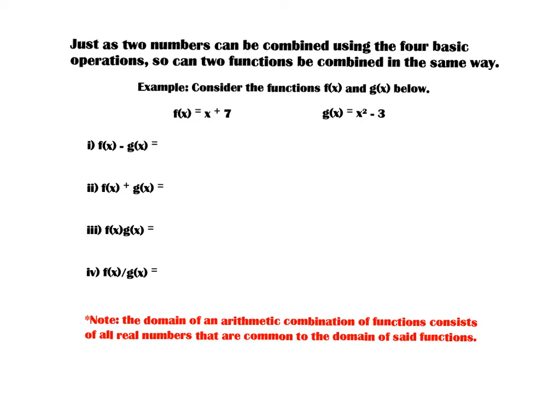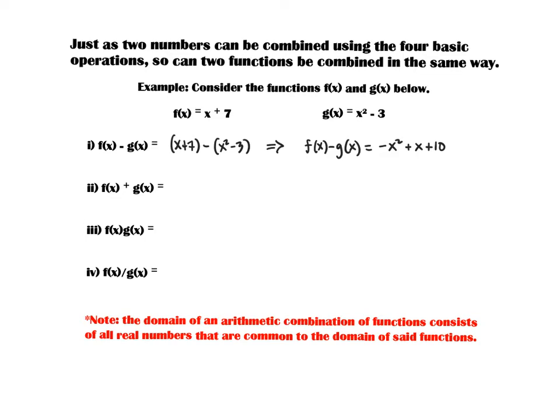In part 1, I'm going to take f of x minus g of x. In doing so, f of x being x plus 7, and g of x being x squared minus 3. I have to be careful with some algebra here, but f of x minus g of x, written in standard form, would be negative x squared plus x plus 10. Notice I get the plus 10 from 7 minus a negative 3.